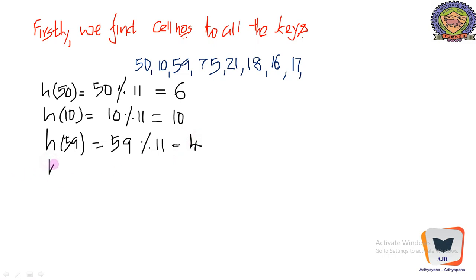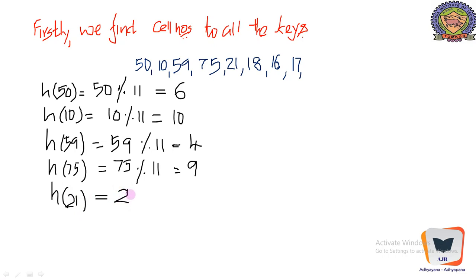Okay, and h of 75 is 75 mod 11, it will be 9. Then h of 21 mod 11, it will be 10.